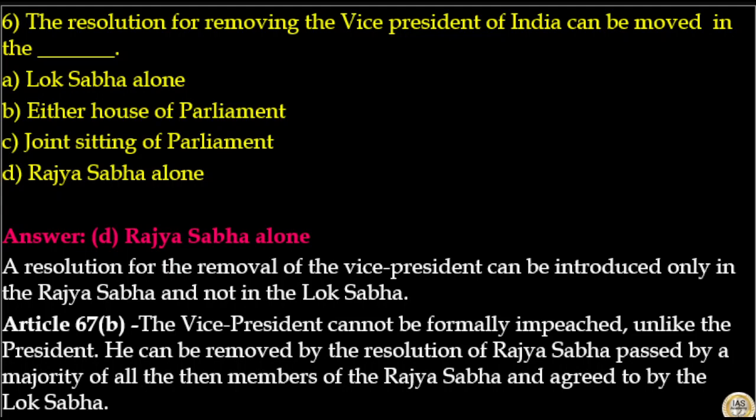Article 67 subclause B: the Vice President cannot be formally impeached, unlike the President. He can be removed by a resolution of Rajya Sabha passed by a majority of all the then members of Rajya Sabha and agreed to by the Lok Sabha. So our answer to this question is option D.